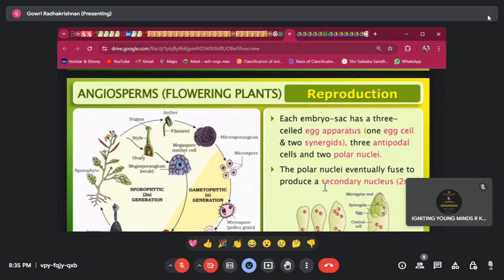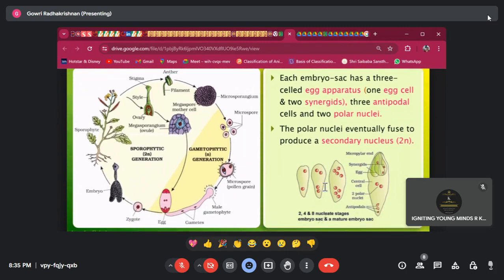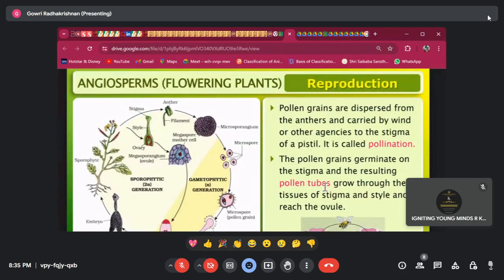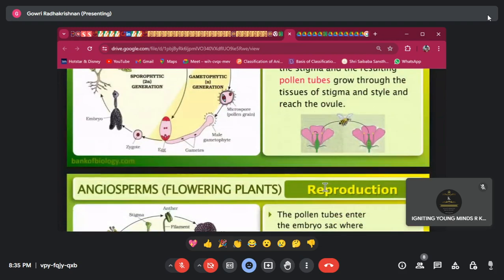The polar nuclei eventually fuse to produce a secondary nucleus that is 2n. And the pollen grains are dispersed from the anthers and carried by wind or other agencies to the stigma of a pistil. It is called pollination. The pollen grains germinate on the stigma, and the resulting pollen tubes grow through the tissues of stigma and style and reach the ovule.